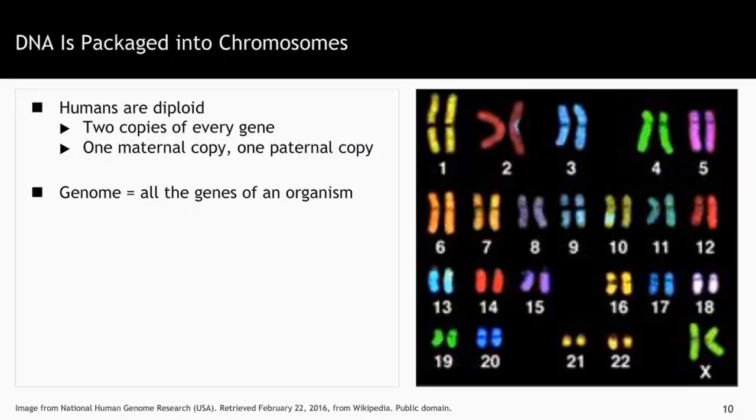What you see on the right are chromosomes 1 through 22 of humans, plus the sex chromosomes, in this case, 2 X's. You'll notice that there are 2 for every chromosome number. This is because humans are diploid. They have 2 copies of every gene. There's 1 maternal and 1 paternal. And all of the genes of an organism contained in these chromosomes make up the genome.